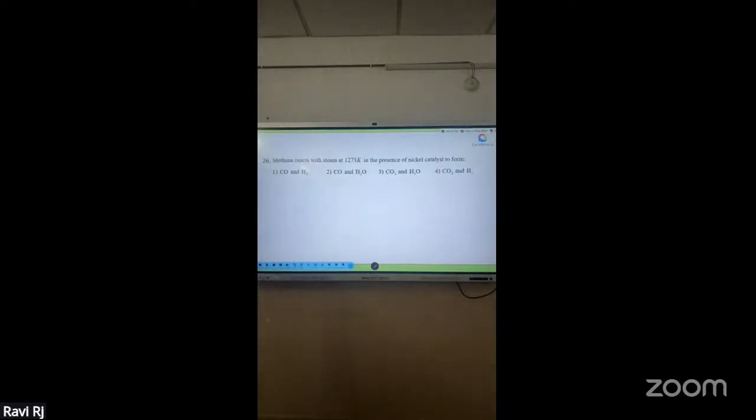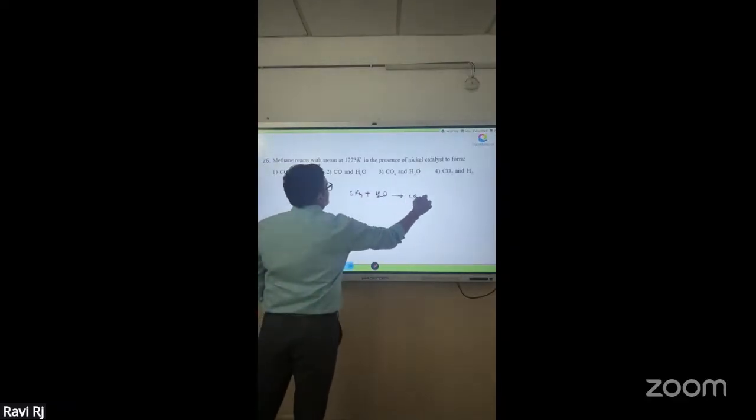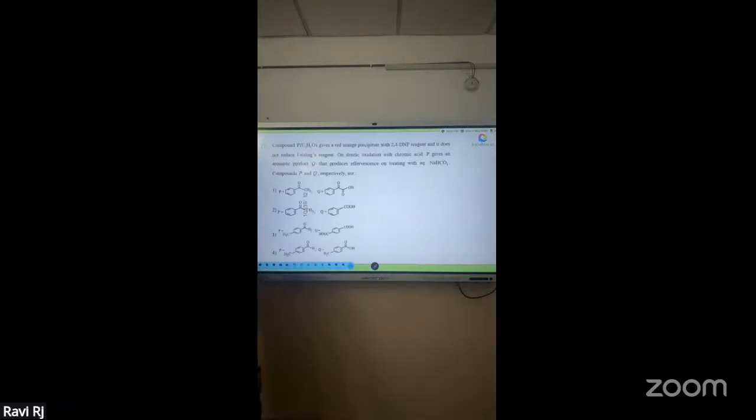Now methane in the presence of steam, right? Methane when treated with steam gives CO and H2, that is water gas. It's a basic question from the intermediate textbook.